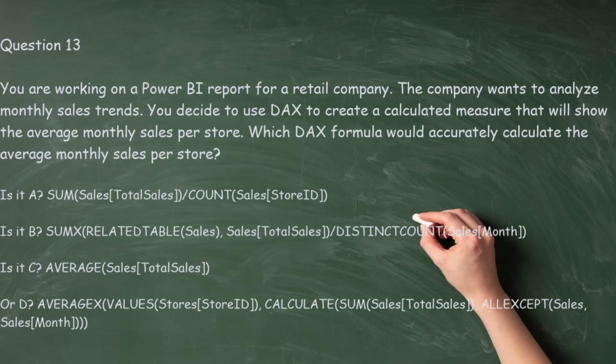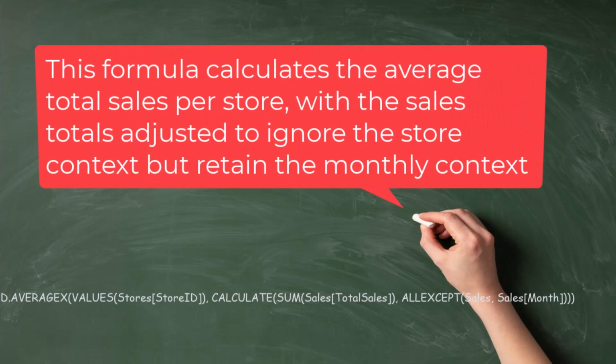You decide to use DAX to create a calculated measure that will show the average monthly sales per store. Which DAX formula would accurately calculate the average monthly sales per store? Is it A? Is it B? Is it C? Or D? The correct answer is D. Here's why. This formula calculates the average total sales per store, with the sales totals adjusted to ignore the store context but retain the monthly context.